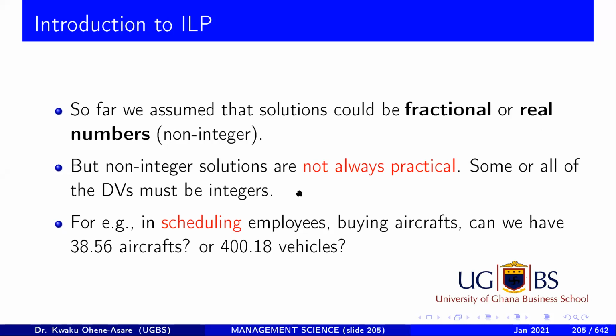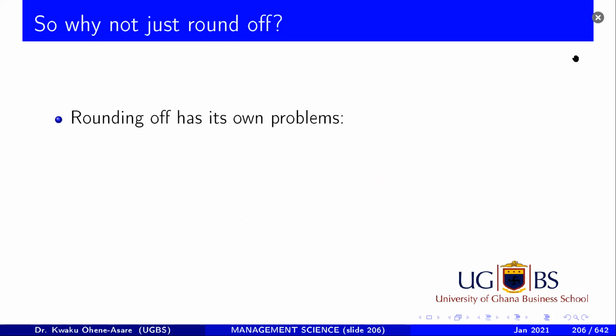But non-integer solutions are not allowed in practical life. Why? Because, for example, if you are buying aircraft, you can't have 38.56 aircraft. Neither can you produce 400.18 vehicles. So there are certain things that cannot be decimals. How do you handle that? Integers will do the magic.